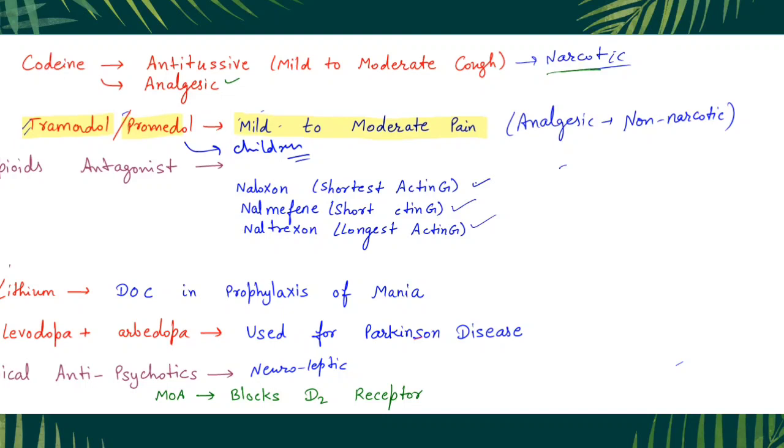So don't get confused. If in the question they give you naloxone, nalmefene and naltrexone, these are the same group. Naloxone is the short acting, nalmefene is the intermediate, and naltrexone is the longest acting drug.